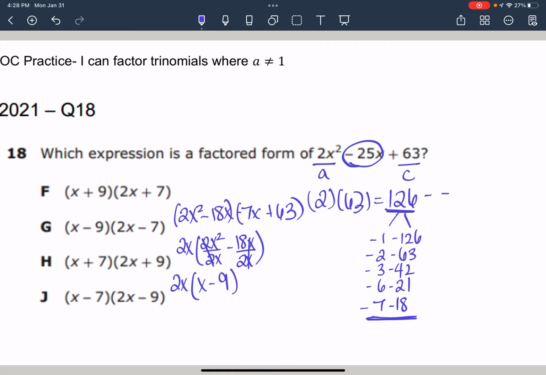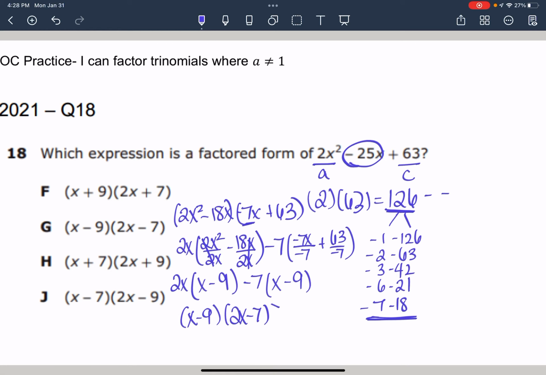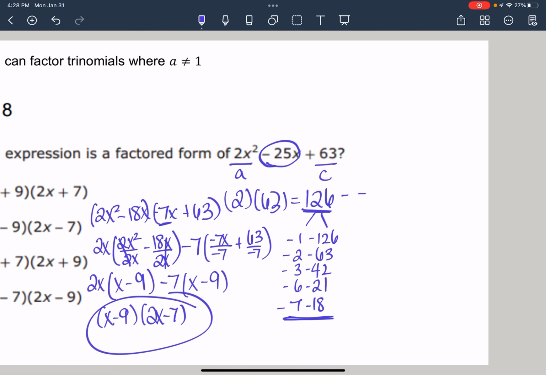Here, if you ever have a negative as a leading coefficient, you're going to want to go ahead and factor out that negative. That's usually how we do it. So you can see this negative 7 is there, so I'm just going to factor out the negative 7. So that's negative 7x over negative 7 plus 63 over negative 7. So this is minus 7 times x minus 9. So it's x minus 9 times 2x minus 7. So the correct answer is G.